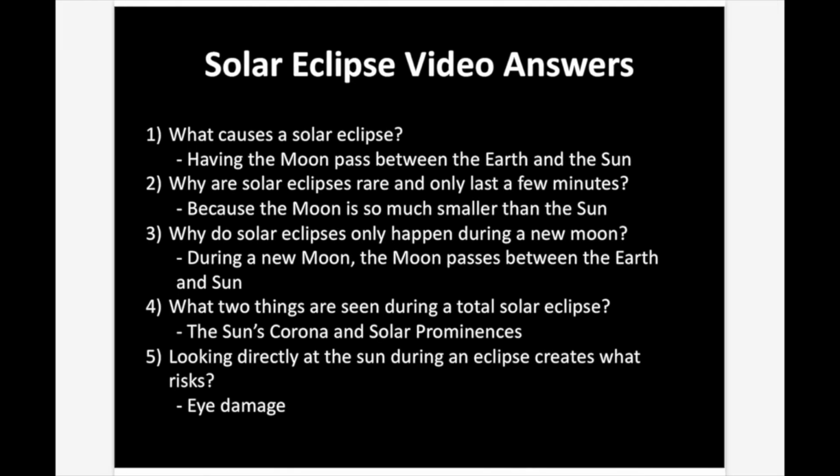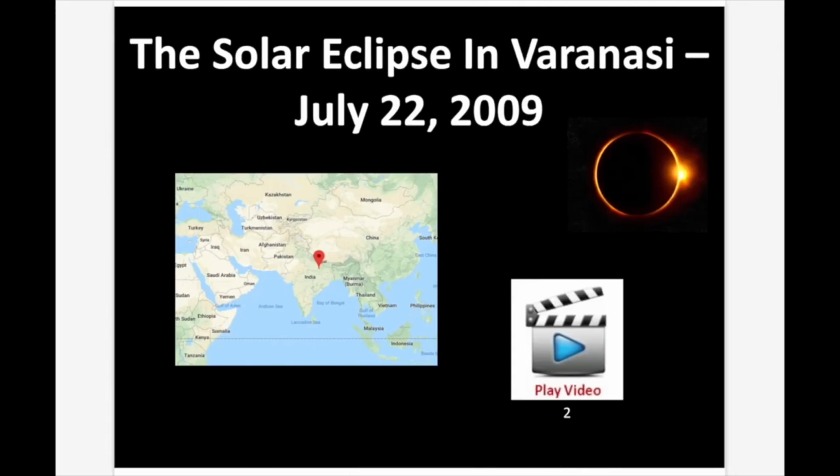So now that you've watched the video and answered the questions, take a moment to double check that your answers are correct. Now this is a really interesting video. So if you pause our video here and watch number 2, you can see a specific solar eclipse that happened on July 22nd, 2009, and see exactly what it looked like to be at that solar eclipse.